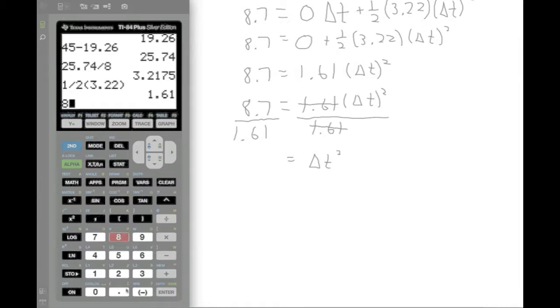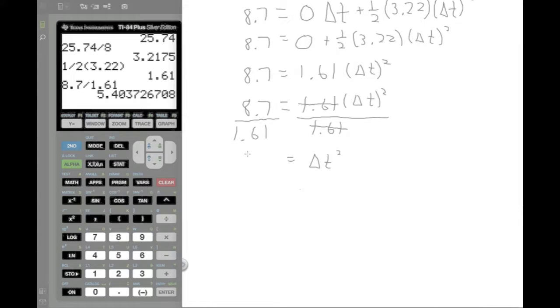So we have the division 8.7 divided by 1.61. I'll round that off to 5.4. Okay, because this side is being squared, we can then say that delta t is the square root of 5.4. Since delta t squared equals 5.4, that means that delta t is the square root of 5.4.